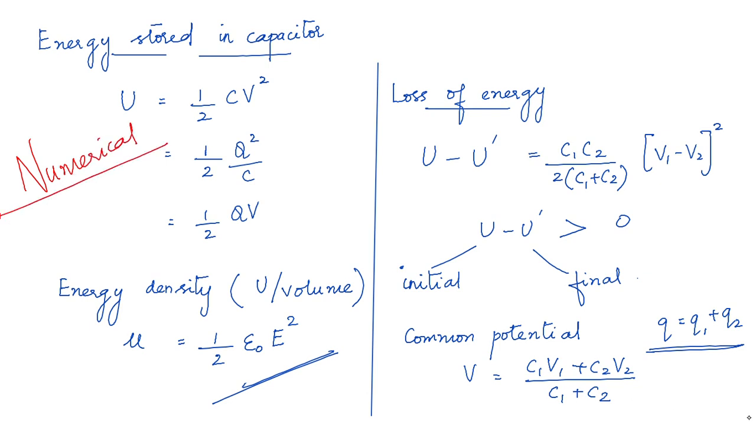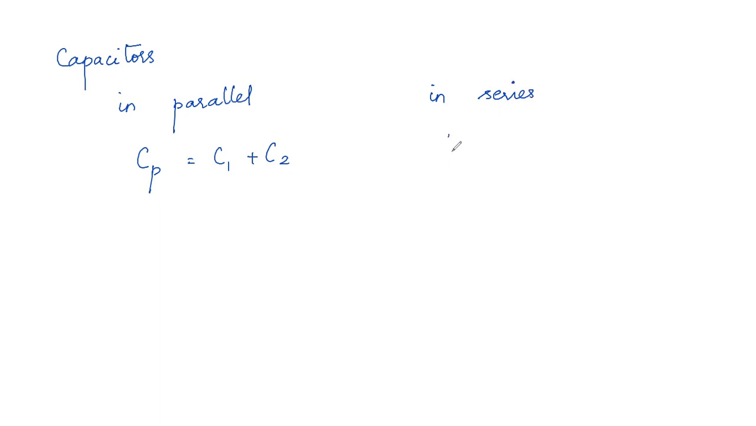Please keep in mind, again, what I'm going to write is also for numerical. Capacitors in parallel and capacitors in series. In parallel, opposite to resistors, C parallel is C1 plus C2, and in series, opposite to resistors again, 1 by Cs is equal to 1 by C1 plus 1 by C2. Again, for numerical purpose. Is that clear to all of you, please?